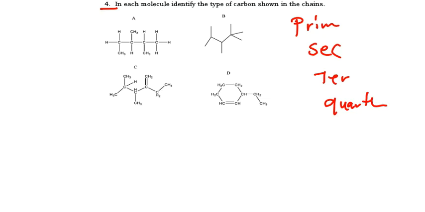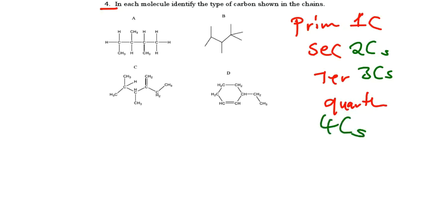So how do you identify a carbon? We identify a carbon based on the number of other carbon atoms it is connected to. So a primary carbon is a carbon that is connected to 1 carbon. A secondary is connected to 2 carbons, tertiary is connected to 3 carbons, and then quaternary is connected to 4 carbons. The hydrogens are classified based on the type of carbon they are connected to.